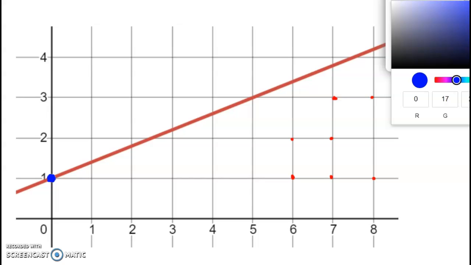What about this? Oh, you know what? This is close to the horizontal line and vertical line. But no, this is not good enough. It has to go through exactly. What about when x is 3? No, this is not going through. When x is 4? Nope.